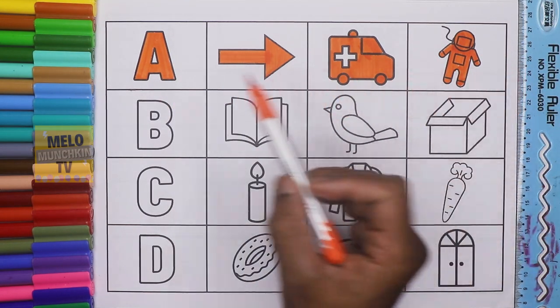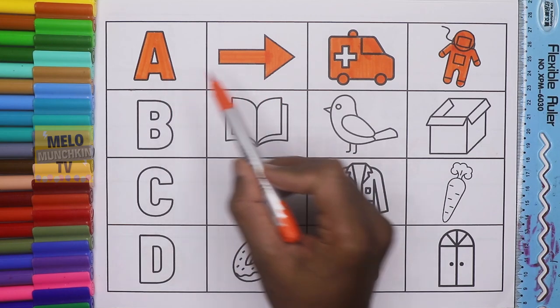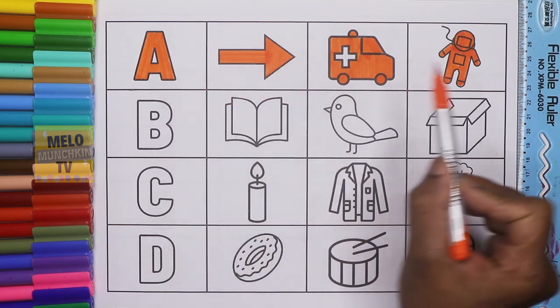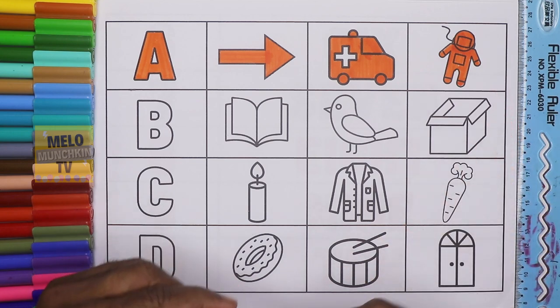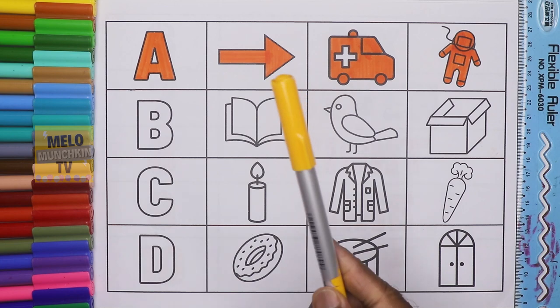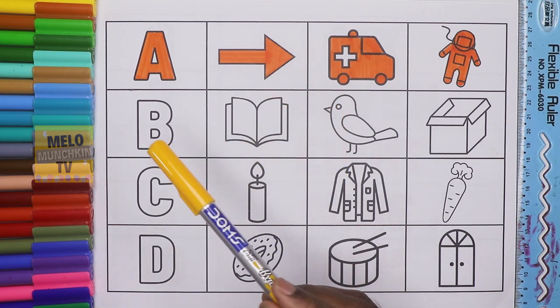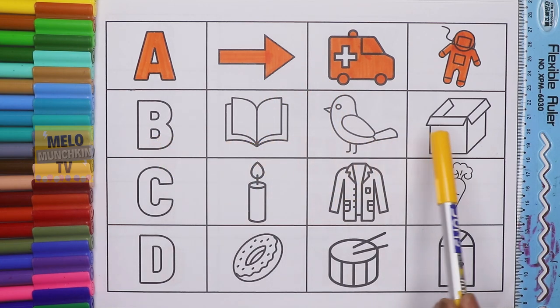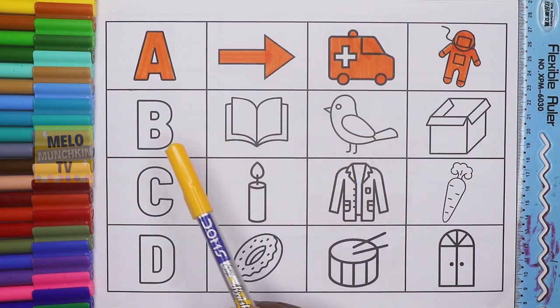Let's recall once again. A for arrow. A for ambulance. And A for astronaut. Let's go to the next letter, that is B. So I'll take yellow color. Yellow color to color letter B and the objects, or you can say the words starting with letter B.